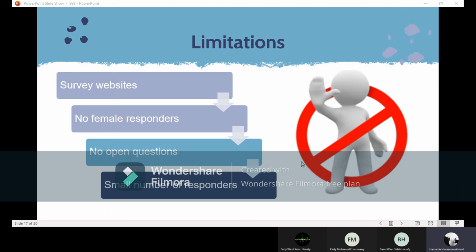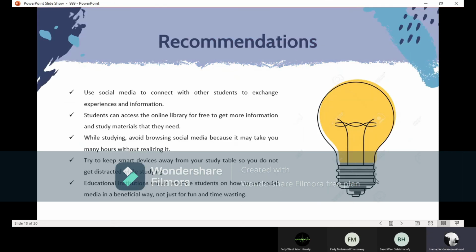Also, in our survey, there were no open questions, which means that we couldn't get suggestions from the respondents. Lastly, the small number of responders, which, as I said, was 25. Here is the recommendation, and my colleague is going to continue with it.